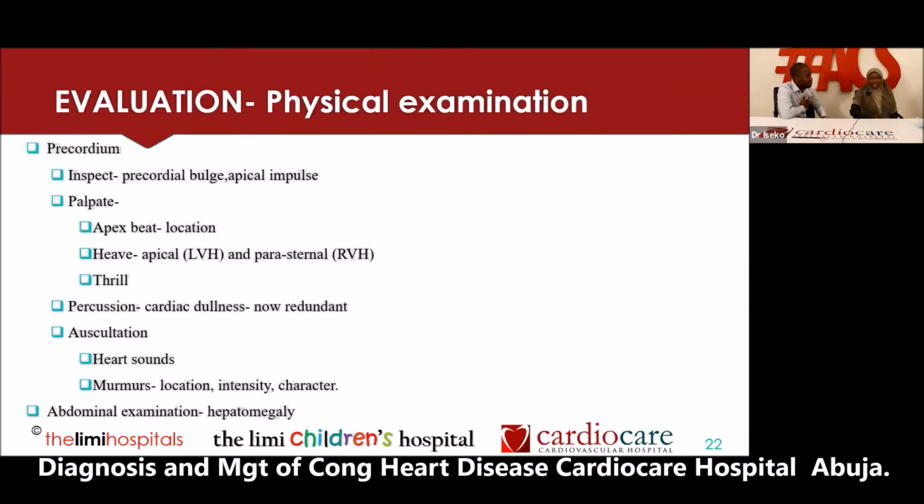The apex beat, typically in children less than 5 years, is at the fourth left intercostal space, mid-clavicular line, and in 5 years and above it is at the fifth left intercostal space, mid-clavicular line. So you want to locate the apex beat. Once the apex beat is displaced, you begin to add your notes together to say, okay, there's a problem going on here.